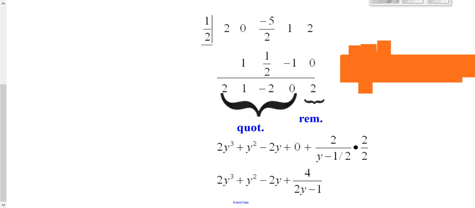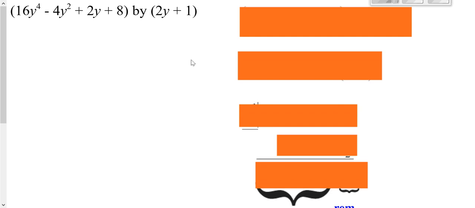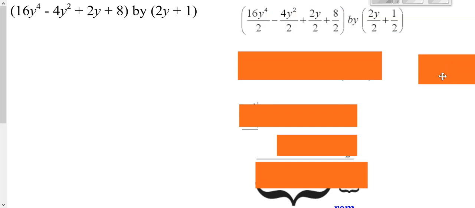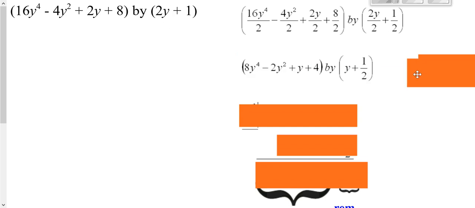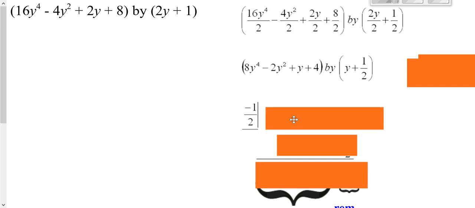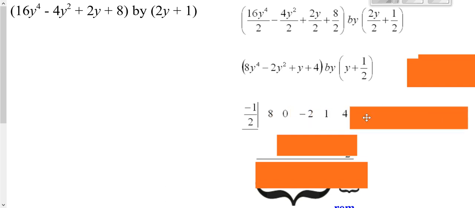So try it on the next problem and then watch the video. First of all, I'd want to go ahead and divide everything by 2 to get rid of this 2 in front of my y. If I do that, I get this. Look at what causes this to be 0, which is negative 1/2. That goes in your half box. Put down all your coefficients here: 8, 0 for your missing term, negative 2, 1, 4.